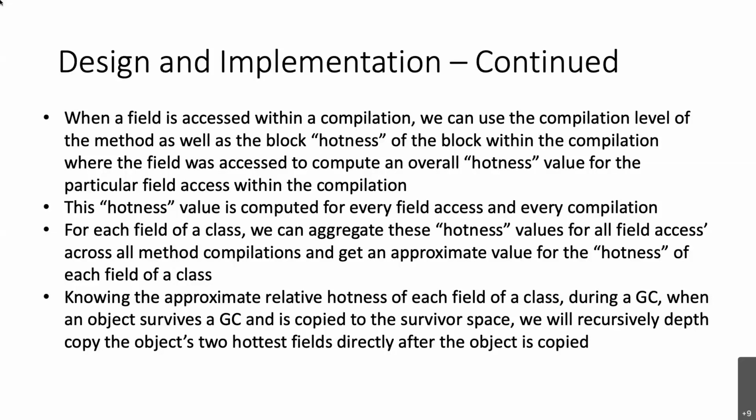So for each field of a class, we can aggregate these hotness values for the field accesses across all method compilations and get an approximate value for the hotness of each field of a class. Now, knowing the approximate relative hotness of each field of a class, during a GC, when an object survives the GC and is copied to the survivor space, we will recursively depth copy the two hottest fields directly after the object itself is copied during a scavenge.